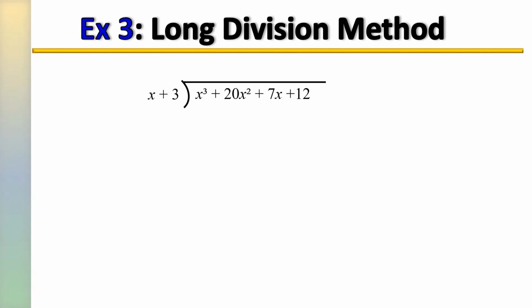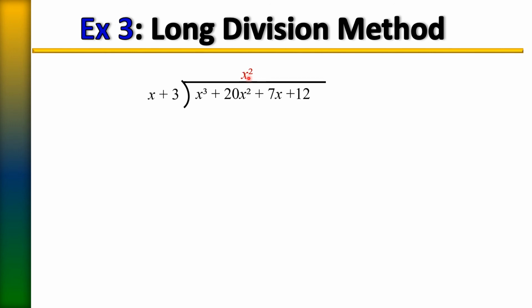In this example, we're going to divide polynomials using the long division method. So, step one, we're going to look at the term underneath the symbol at the farthest end. This is x cubed. Then we're going to look at the divisor here at the end. This is an x. And you're going to say, what do you need to multiply this x with in order to get x cubed? Well, you would need to multiply that with x squared. So let's go ahead and place that on top.